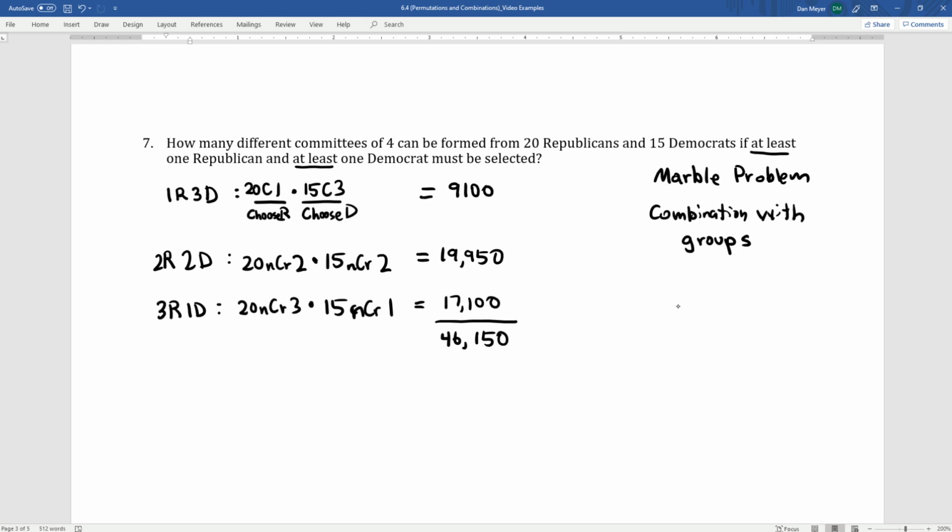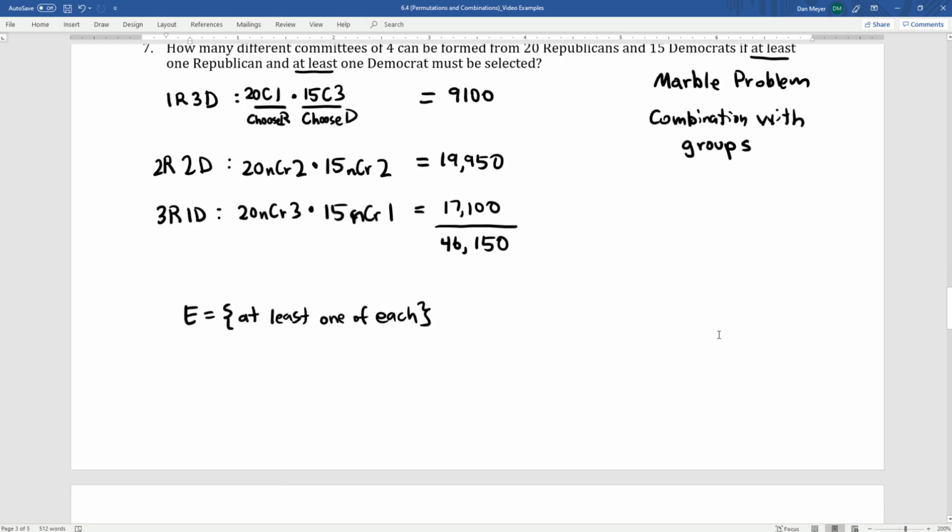Okay, so if E is the set of at least one of each, the complement event would be none of one of them. At least one of each. The complement of that is like a stacked committee. That's what I'll call it. 2 M's, 2 T's, and 2 T's? Looks like it. All right.